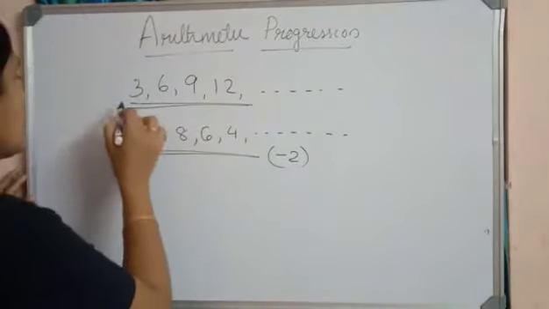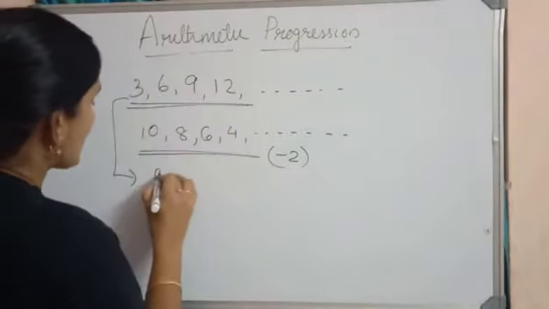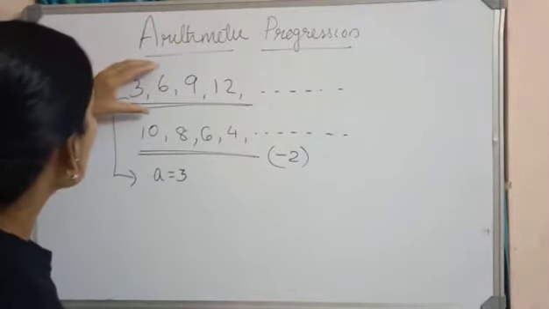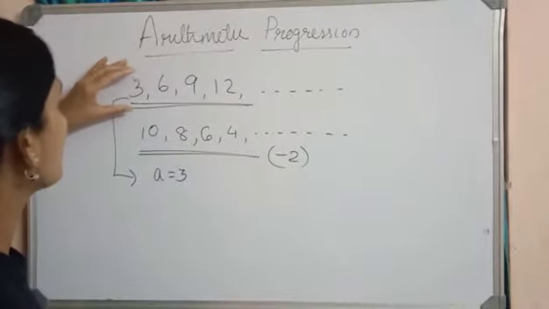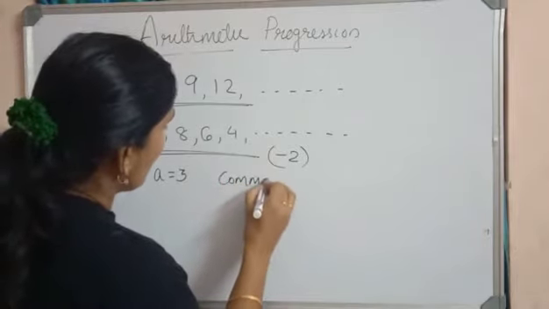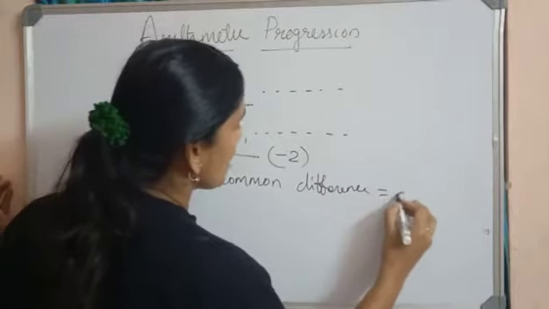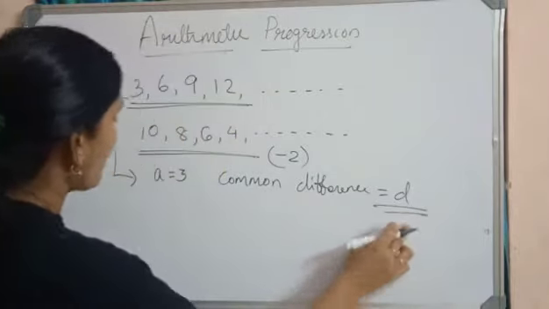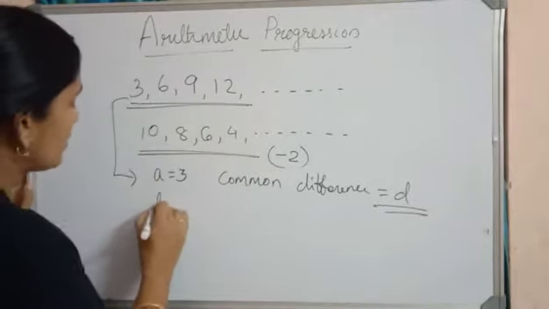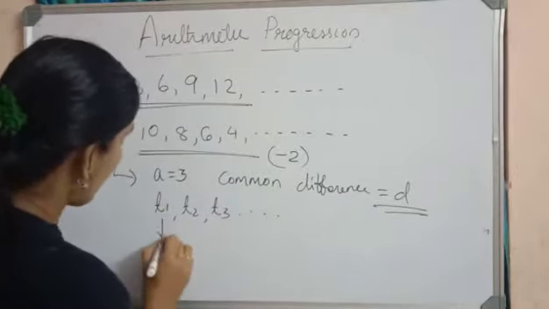Now if you consider the first example, the first term of this sequence is represented as a, and that is equal to 3. The first term of the sequence is 3, and the number we are adding to the preceding term to get the next number is called the common difference. It is represented by d. d is the common difference and a is the first term, and the terms can be represented as T1, T2, T3, etc. T1 is the same as a itself.